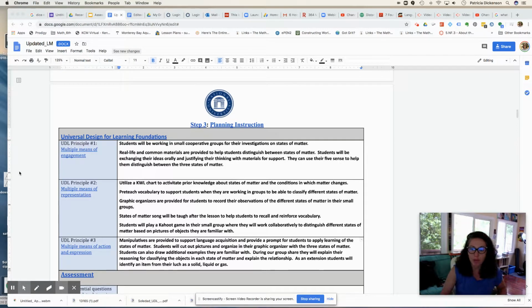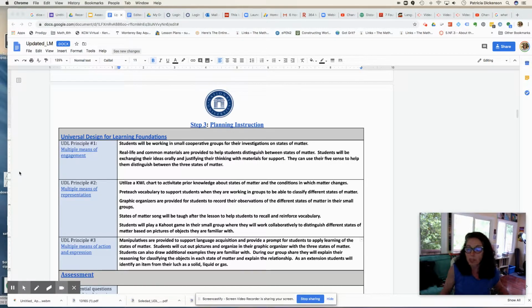Hey everyone, now we're going to be talking about planning instruction step 3. We're going to plan our instruction based on the foundations of universal design for learning, which are the three principles of multiple means of engagement, representation, and action and expression.